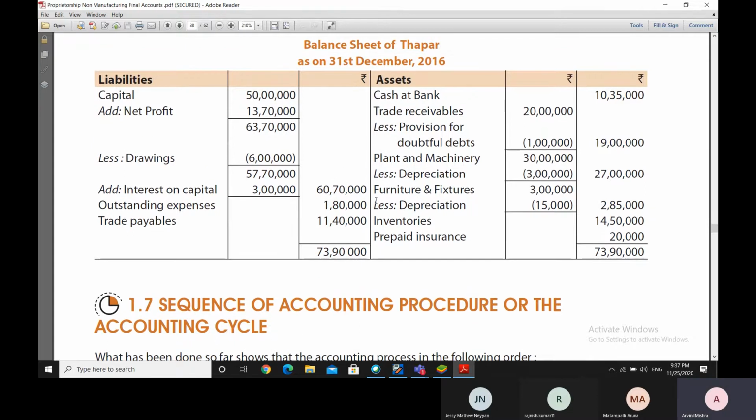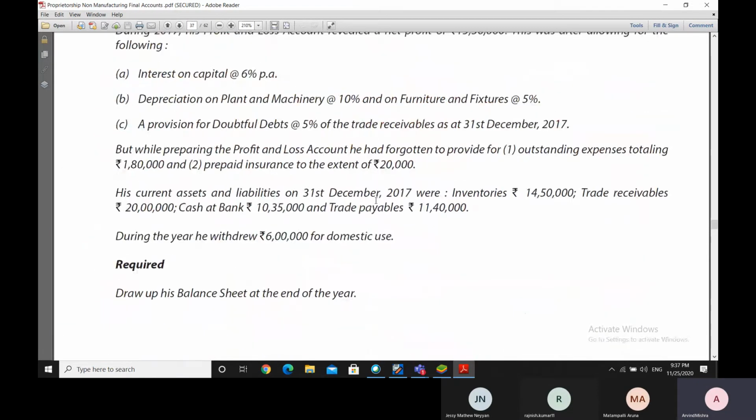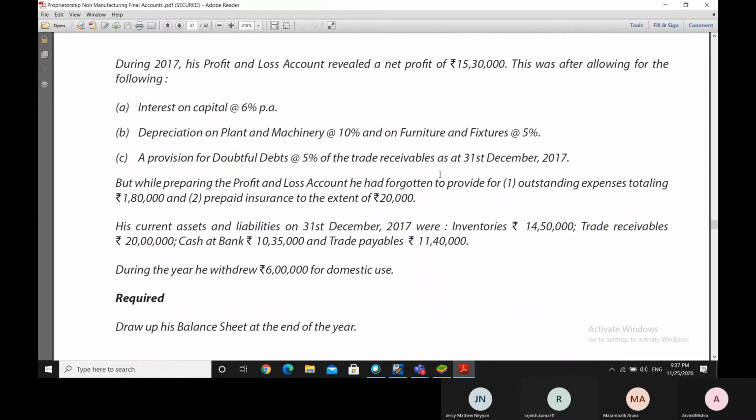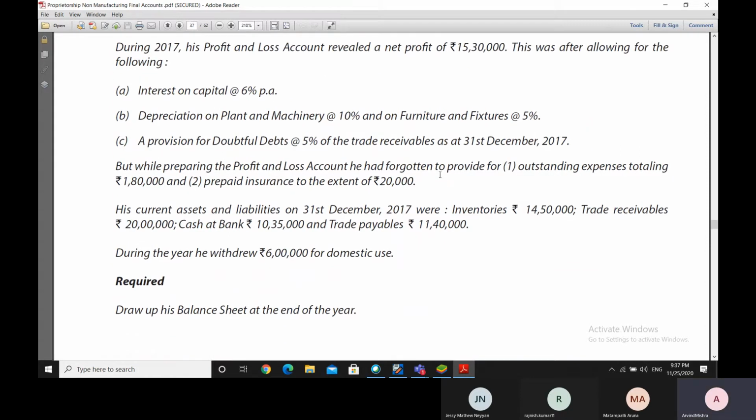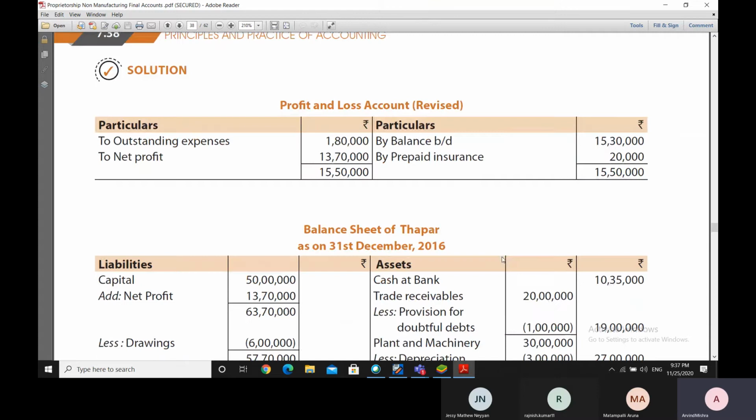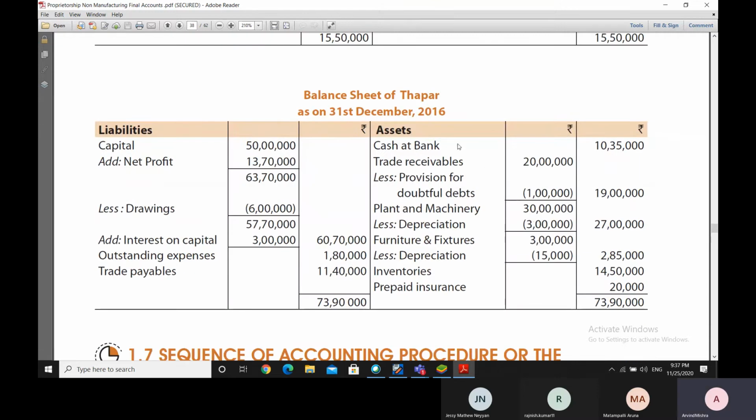Thereafter, trade payables are 11,40,000 rupees. That also we can check over here. The trade payables 11,40,000 rupees here. Of course, cash at bank will go to the asset side, and trade receivables will go to the asset side, and inventories will also go to the asset side. So we can see here cash at bank, starting with the most liquid, going to the least liquid. Sometimes we start with the least liquid and go to the most liquid.